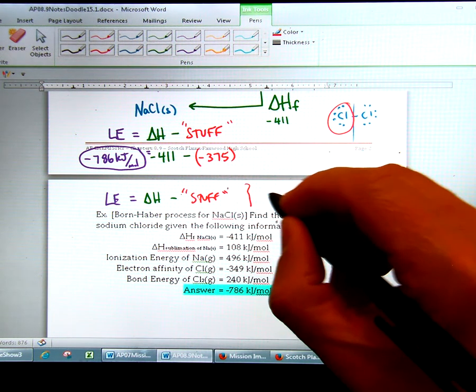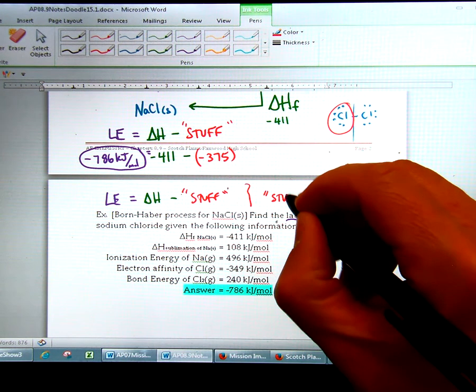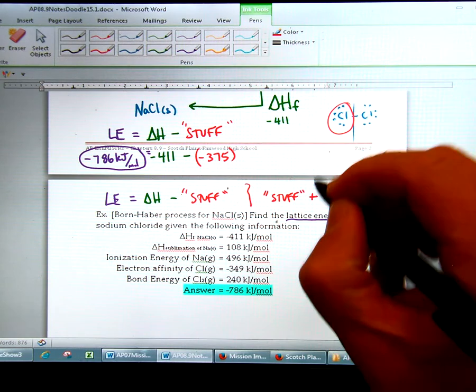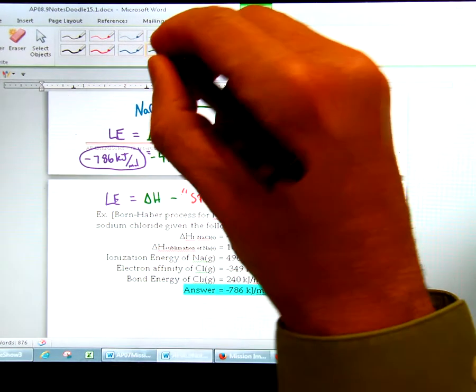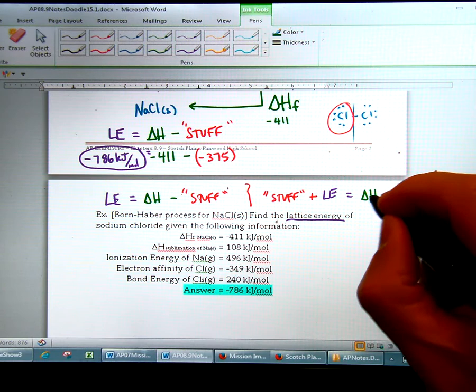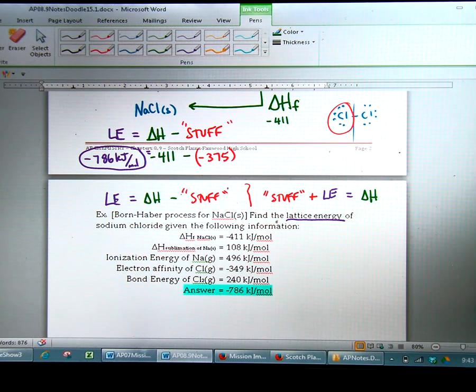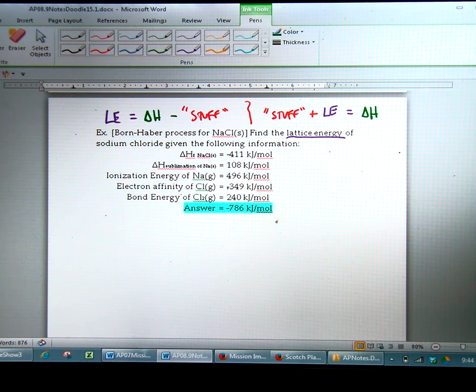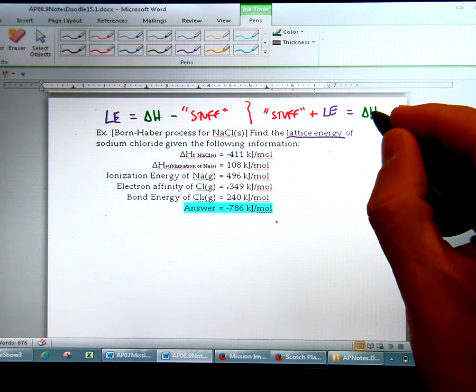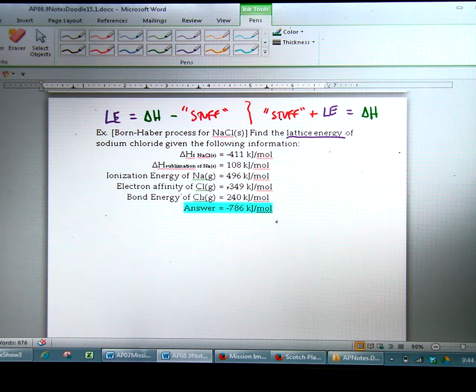So now we're going to see that the stuff plus lattice energy equals delta H for this method, for Hess's law. This method appeals a little more to the mathematical side. The other one appeals more to the picture side, if you like pictures more. So what we're going to do is find the delta H, the lattice, and the stuff all together and solve for the missing one. In this case, the lattice is going to be the missing one.